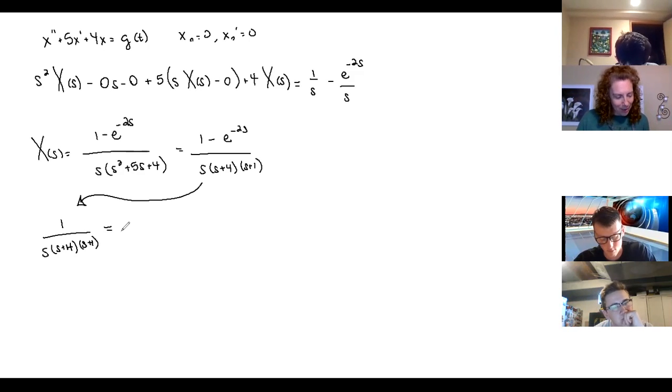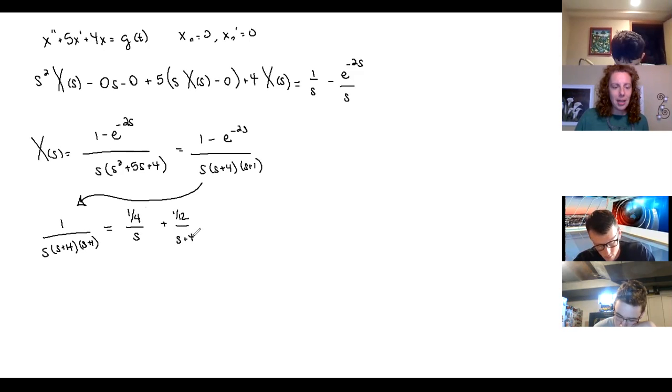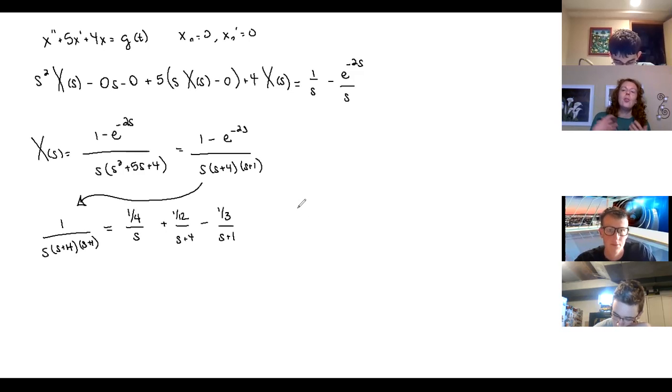So if you solve for a, b, and c, you are going to get 1/4 over s plus 1/12 over s plus 4 minus 1/3 over s plus 1. Partial fractions, a, b, and c. Go look at my notes online if you need to. That is where you're going to get those coefficients. 1/4 over s plus 1/12 over s plus 4 minus 1/3 over s plus 1.